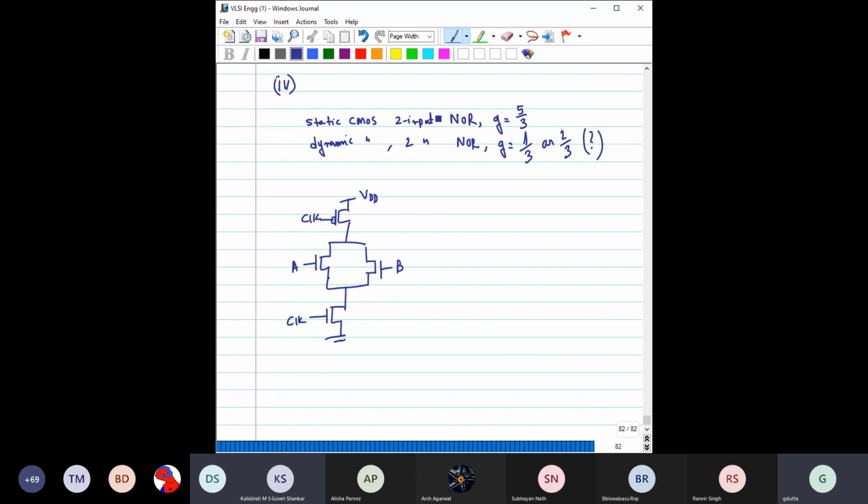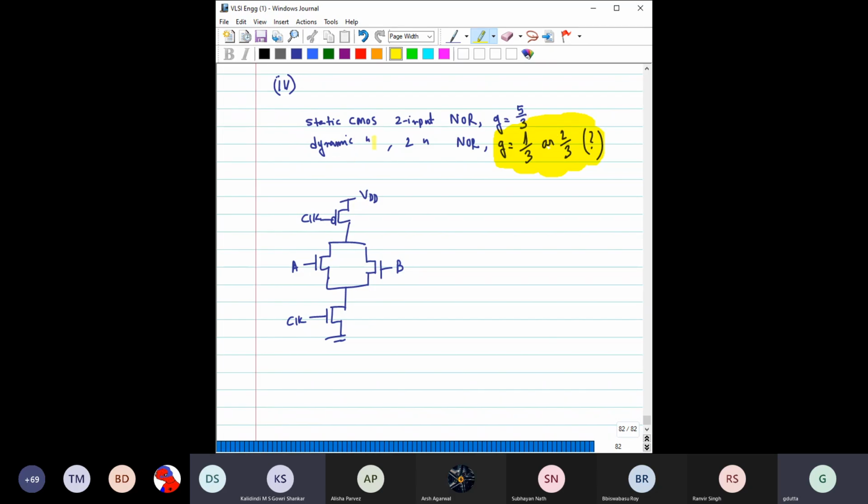Okay, maybe we just discussed this today only. So please take some time, understand this logical effort and all these things. So what should be the logical effort for this NOR gate? Whether it is 1 by 3 or 2 by 3, it looks like it is not going to be 5 by 3, right? So definitely the logical effort is lower than the static CMOS design. For dynamic CMOS, it is lower.